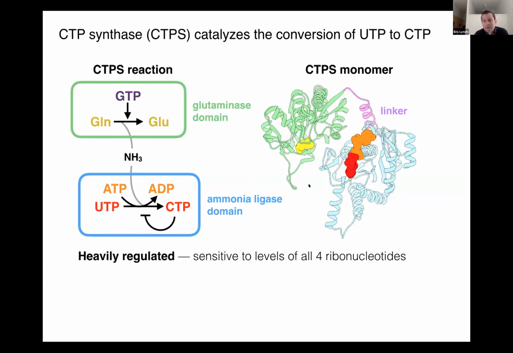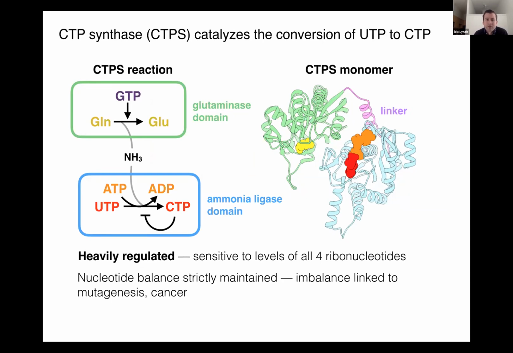And so importantly, this means that CTPS is heavily regulated, so it's sensitive to levels of all 4 ribonucleotides. And this sort of makes sense in that nucleotide balance is strictly maintained, with imbalance in the levels of nucleotides leading to mutagenesis and disease. Although under certain circumstances, the balance of the 4 nucleotides is shifted. So for example, during proliferation, we know that levels of CTP are elevated.